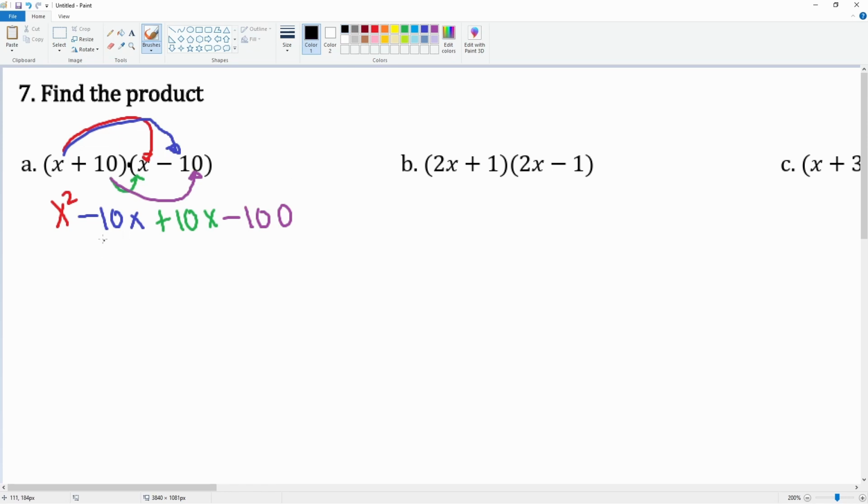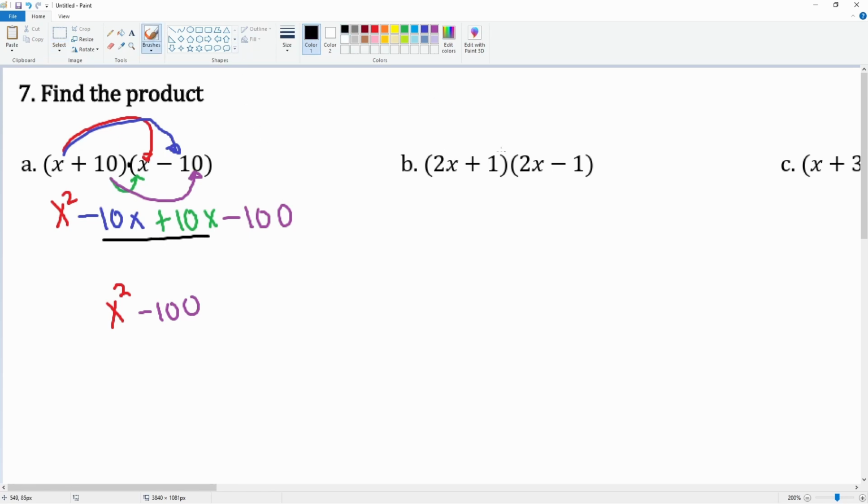Notice the terms in the middle here are like terms, and when you add, they cancel. Negative 10x and positive 10x becomes 0x. Bring everything else down, x squared, and then bring down the negative 100. No one really writes this plus 0x, because it's nothing, so you can just write it like this.